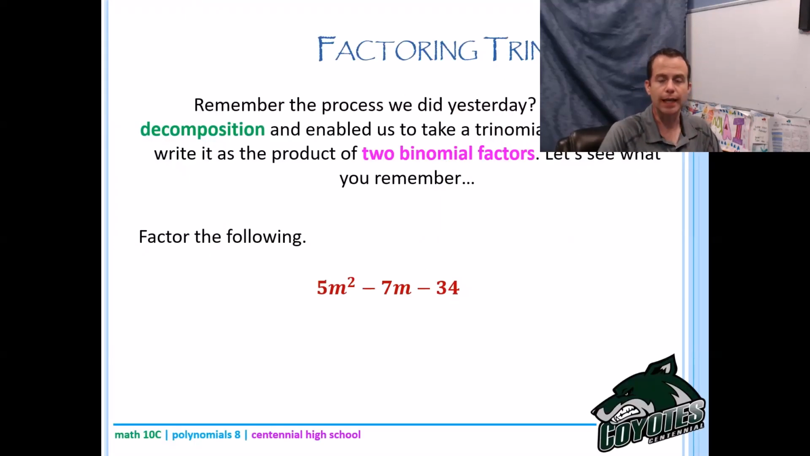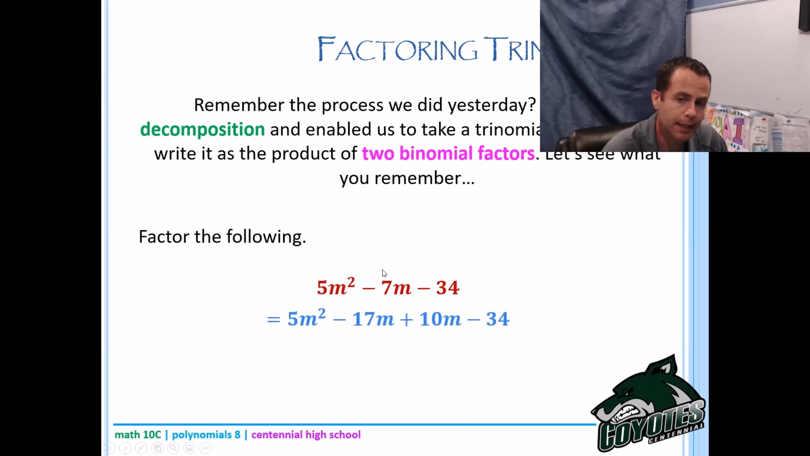So let's begin by looking at a review of what we did yesterday, a review of decomposition. I'm looking at 5m squared minus 7m minus 34. 5 times negative 34 is negative 170. So I'm looking for two numbers that multiply together to give you negative 170 and add together to give you negative 7. They would be 17 and 10, where 17 is negative. So I break my negative 7m down into negative 17m and 10m. Remember, whatever letter went with the number, that letter has to be with both of the numbers that you're decomposing into. So that leaves me with 5m squared minus 17m plus 10m minus 34.